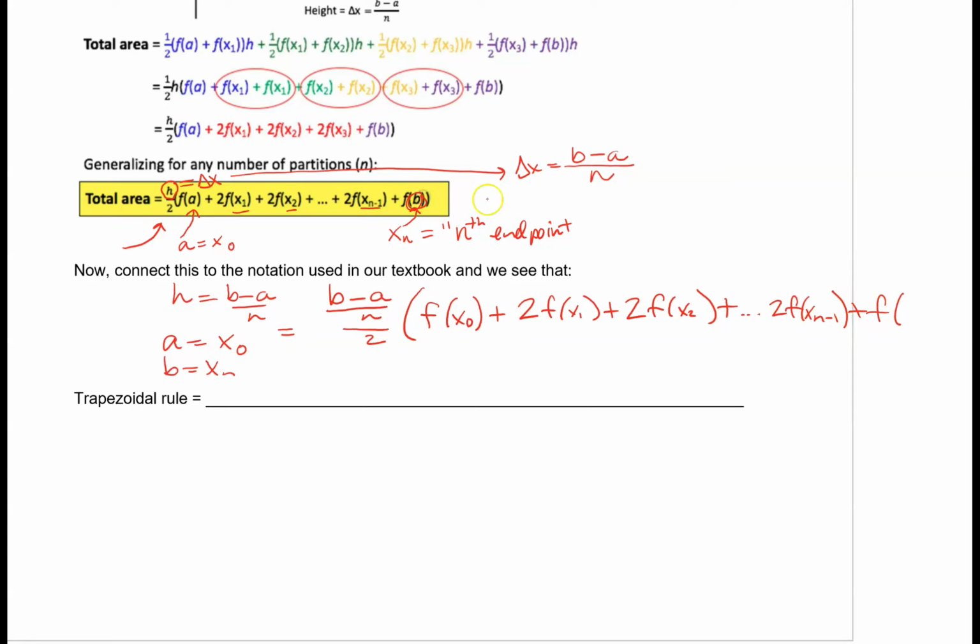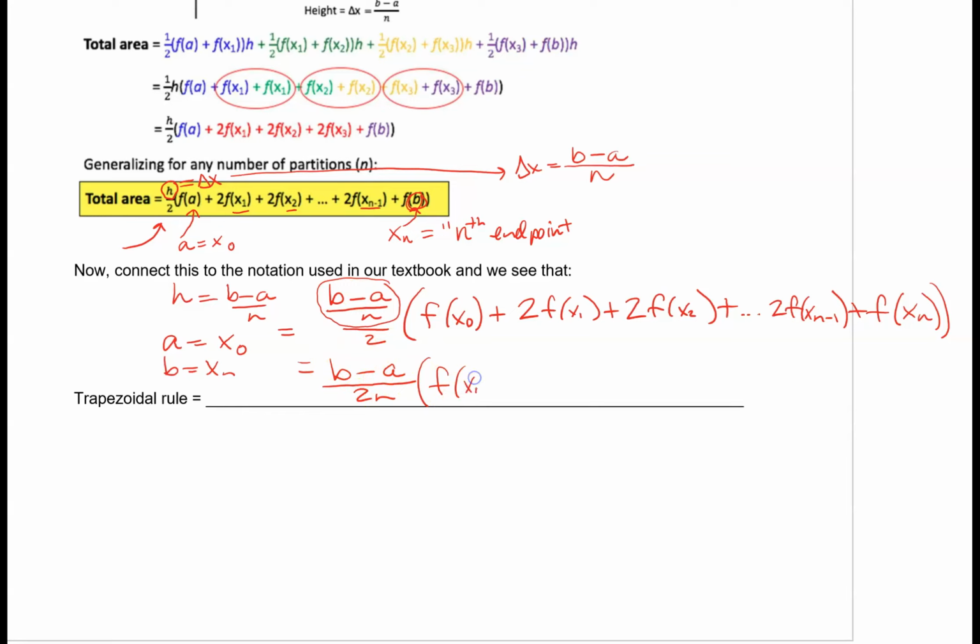If we let b be referred to as x sub n, my very final endpoint, then I get this. And then b minus a over n divided by 2 can be simplified to equal b minus a over 2n. So that's how our textbook got that. It was just the height being determined by b minus a over n divided by 2. When simplified, it just becomes b minus a over 2n.